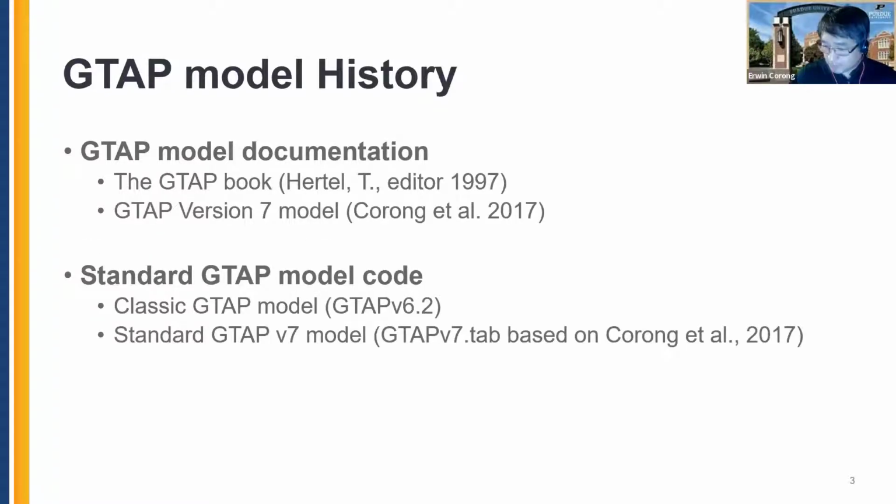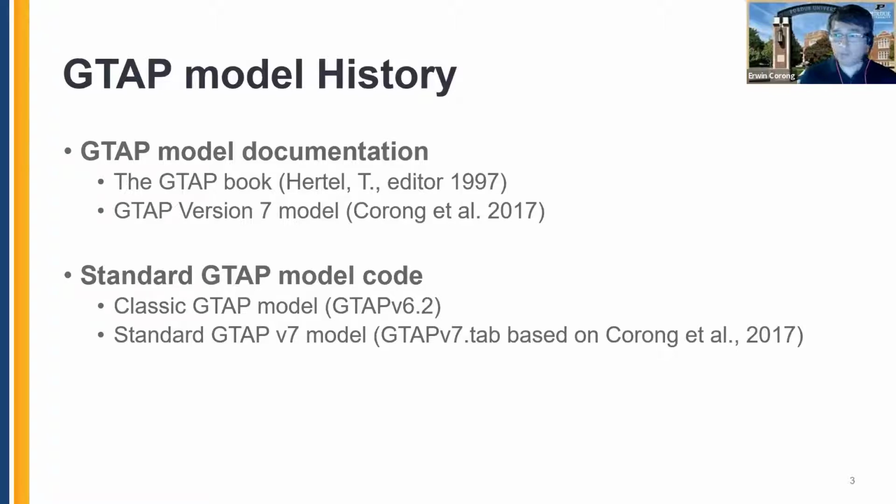So just on the model history, the first GTAP model documentation came out in 1997 through Tom Hertel's book, the Cambridge Press GTAP model book, with an explanation of the model and a number of applications that are tied to the standard GTAP model at that time.